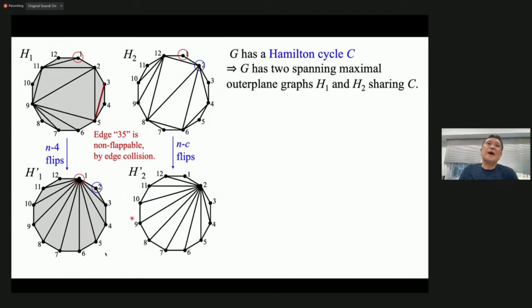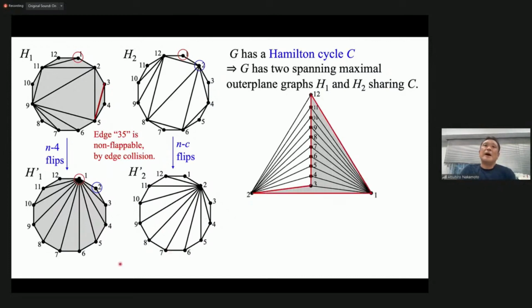Now our graph is obtained from this one and this one by pasting them along C. What is the resulting graph? Vertex 1 has degree n-1 and vertex 2 has degree n-1 and they are adjacent. So our graph is nothing but the standard form of spherical triangulation like this.